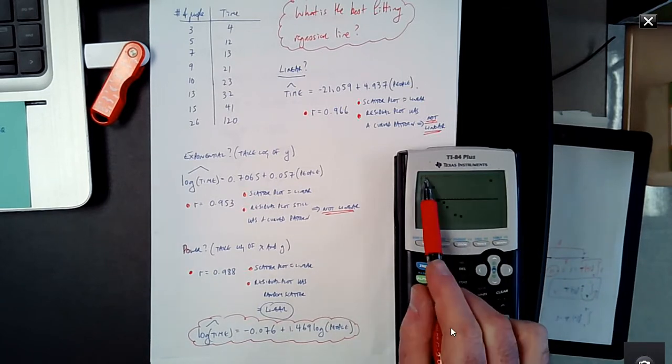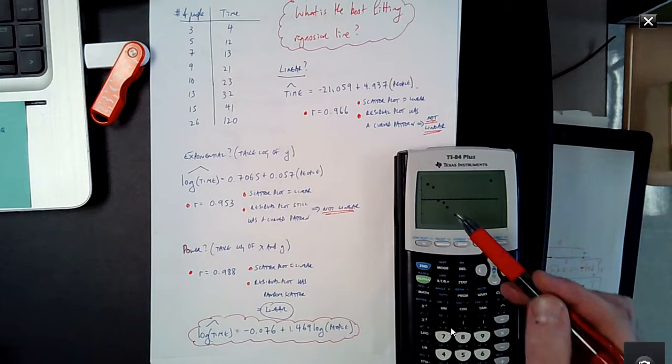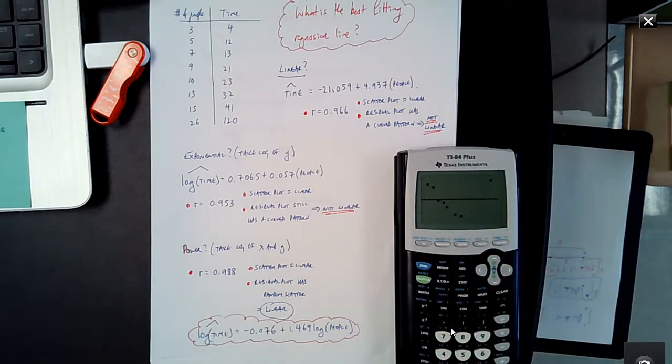Then we'll do Zoom 9. As you can see, we have a curved pattern in the residuals. That is an indication that there is not a linear correlation here. Therefore, a linear model would not be appropriate. We want random scatter, and this is curved. So let's see if we can do a transformation and see if it might be exponential or a power curve.